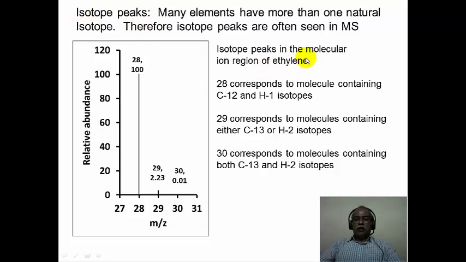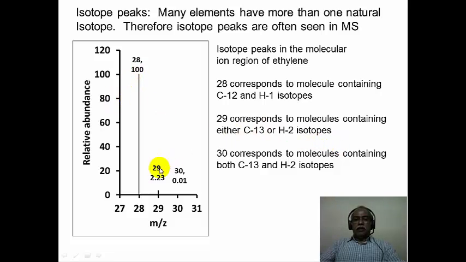So molecular weight of 28 is registered at the m by z value of 28. In addition to that, there are peaks at 29 as well as 30, although their relative intensities are much less than the base peak of the molecular ion peak. So the m plus 1, which is 29, corresponds to 2.23%, and the m plus 2, which is 30, corresponds to 0.01% of the base peak intensity, for example.